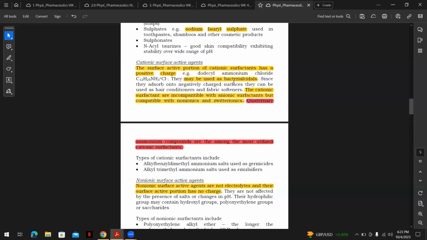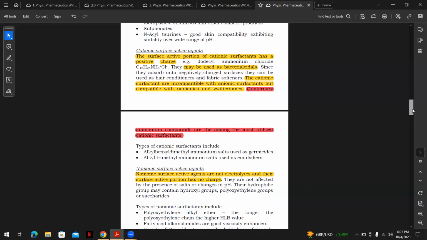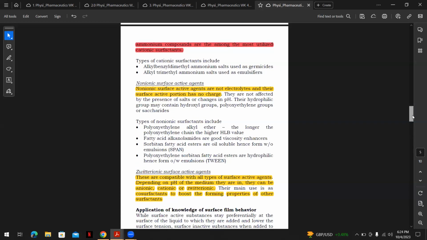For cationic surface active agents, the surface active portion will be positively charged, and they are majorly bactericidal. Since they are positive, they can adsorb onto negatively charged surfaces, so they can be used as fabric conditioners, softeners, and hair conditioners. But they are incompatible with anionics. An example is dodecyl ammonium chloride. In short, anything with an ammonium salt is cationic.